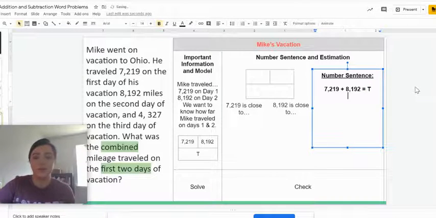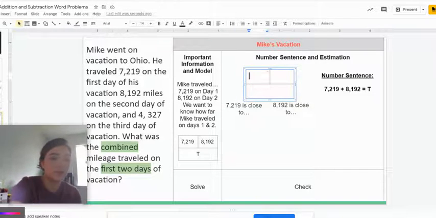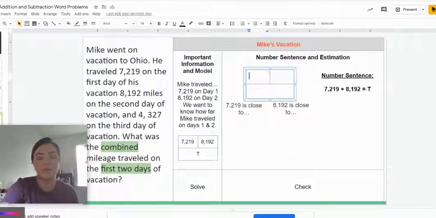But I don't know what that is right off the top of my head. So I'm going to try to estimate so I know that whenever I do solve it, I'm getting closer or further away than what I need to. So 7,219 is close to what? So that tells me I need to round.